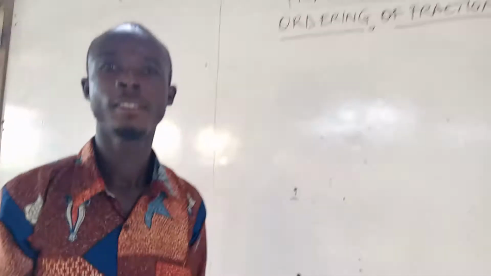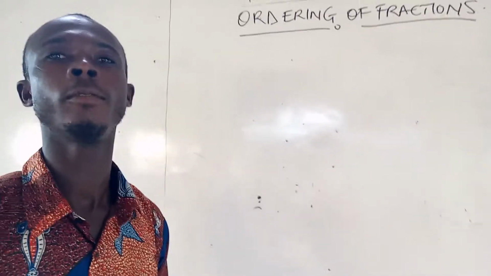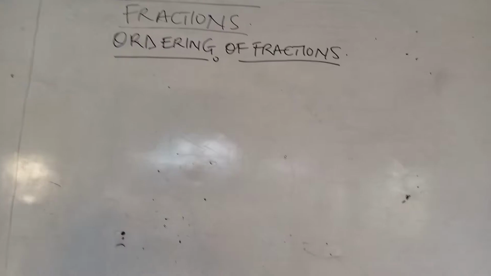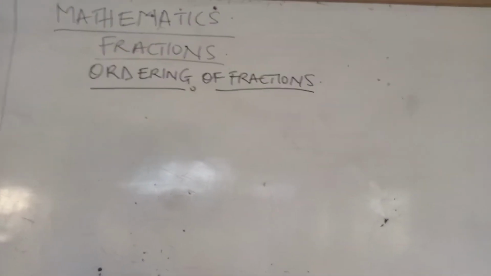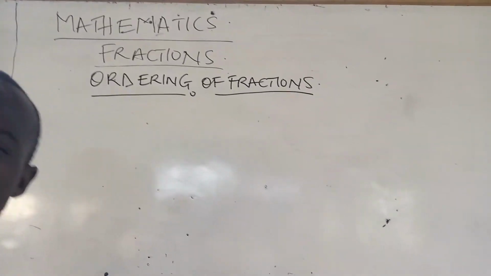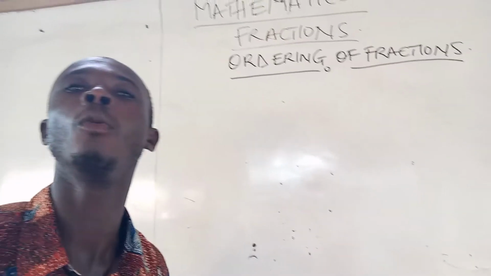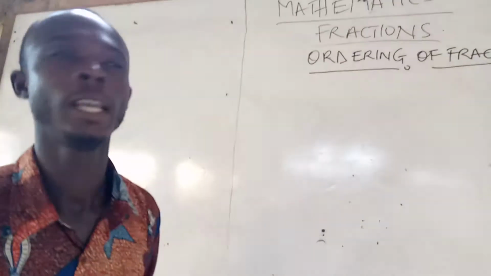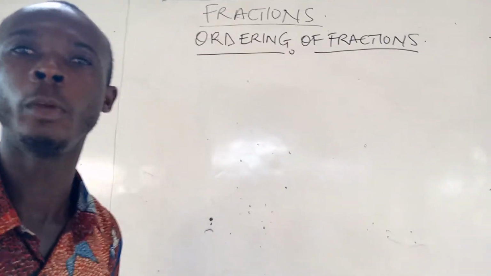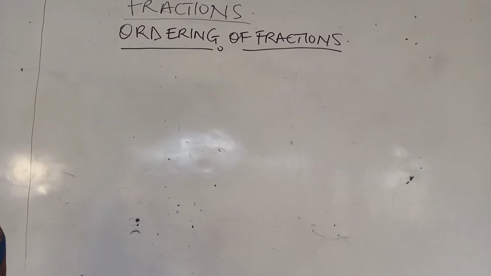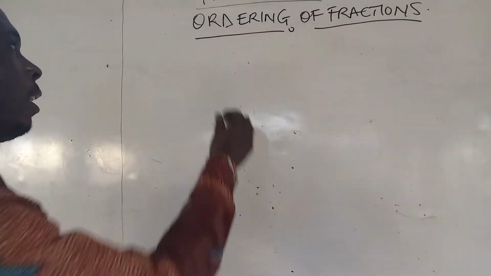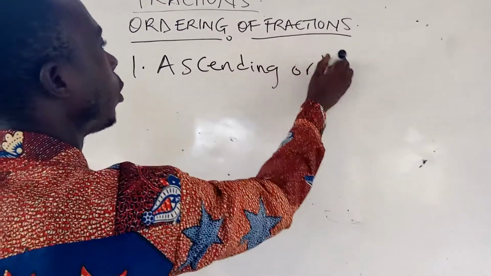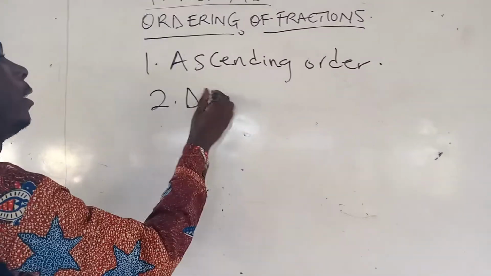In the previous lesson, we learned about comparing fractions. And if you want to appreciate ordering of fractions, you should understand comparing fractions. I believe now we all know how to compare fractions using greater than, less than, or equal to. And under ordering of fractions, we have two main terms: one, ascending order, and two, descending order.